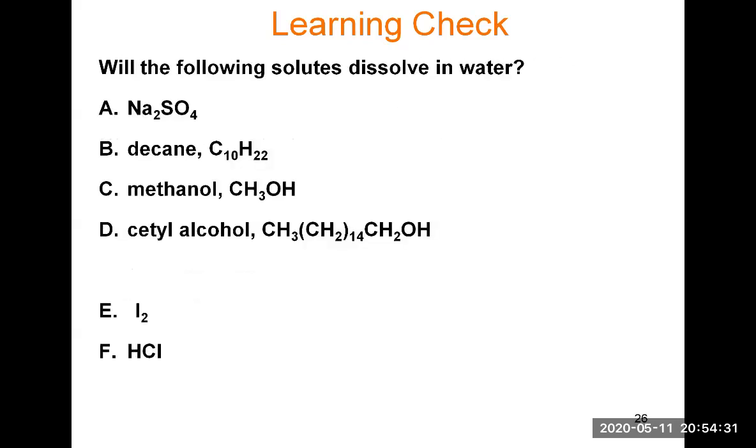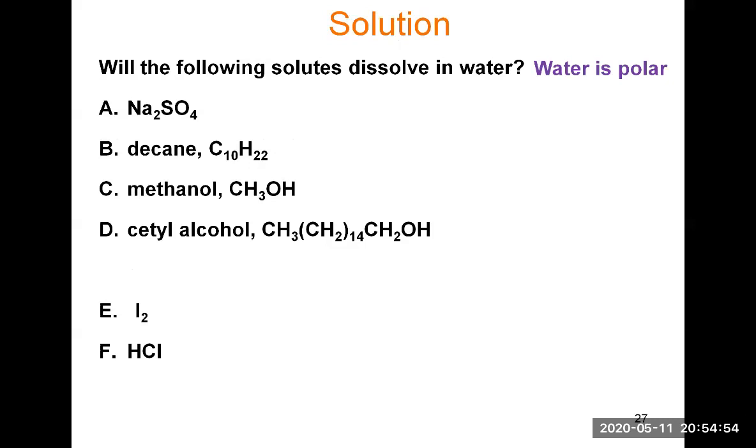A more involved learning check here. So answer the question: will the following solutes dissolve in water? You want to apply the rule that says like dissolves like. Remember that water is polar, right? Water is polar. And so if like dissolves like, anything that is polar will dissolve in water according to that rule. So let's start with Na2SO4.